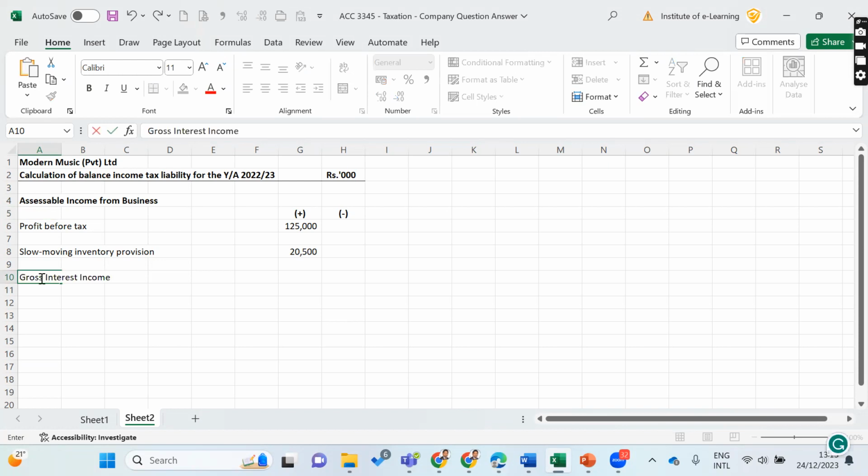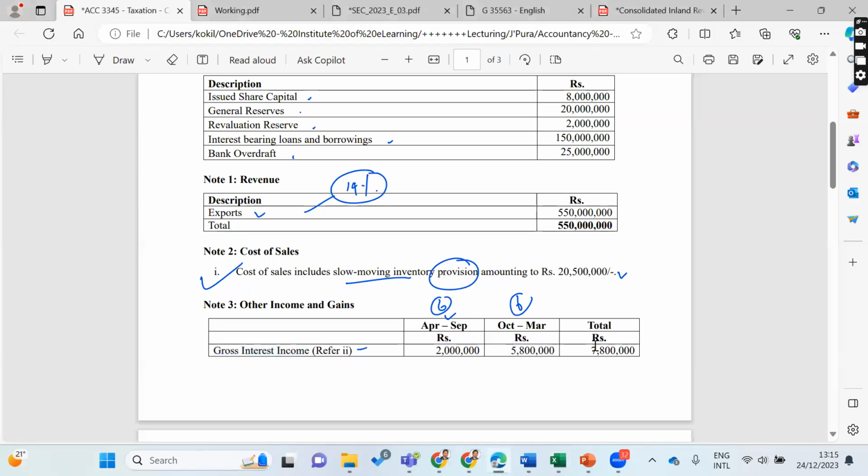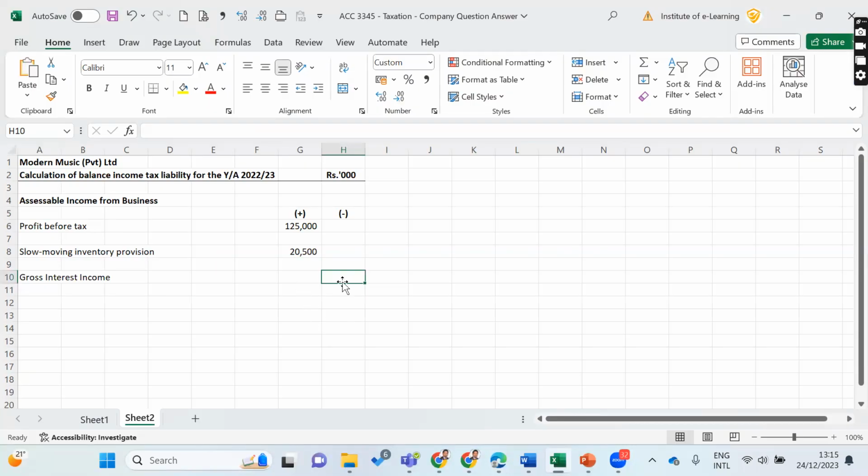Interest means investment. You have to remove it. You can take it separately when we are discussing the assessable income from investment. When we work out the investment income, assessable income, we can take it there. So we will remove this one from the business. We do not keep investment income inside business income.